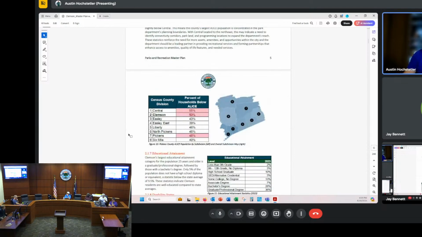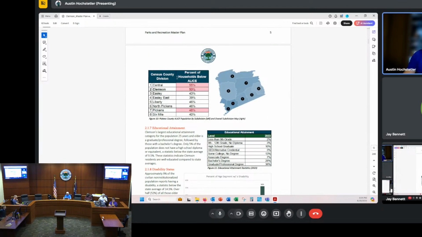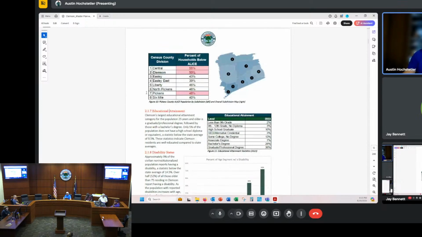What this is presenting is the Census County Division, and Clemson is number 2 here, and Central is number 1. It basically says a little more than half the population is considered below this ALICE threshold. So it gives a little more context around the need for access to public services, to recreation, to quality of life amenities, and things of that nature. It's another way of looking at your community, and you'll see that information in the plan.